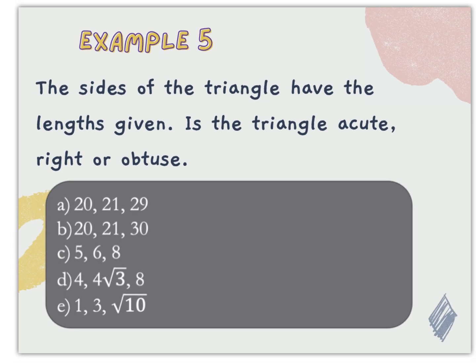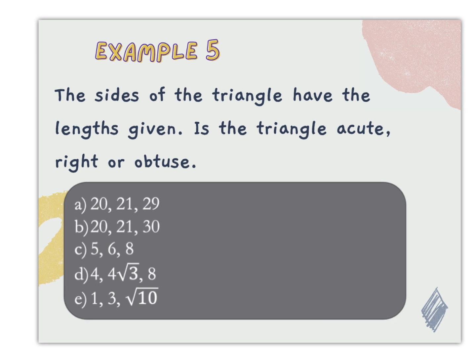So here we come to these problems, and it says the sides of the triangles have the lengths given. Is the triangle acute, right, or obtuse? Well, first of all, you want to identify what is your c. Remember, c is always going to be our longest side. In this problem, they gave them to you in order. They don't always do that, so you always have to scan through and identify the longest side. That's going to be your c. So in A, you've got c squared, and then a squared plus b squared, and we're going to figure out the relationship.